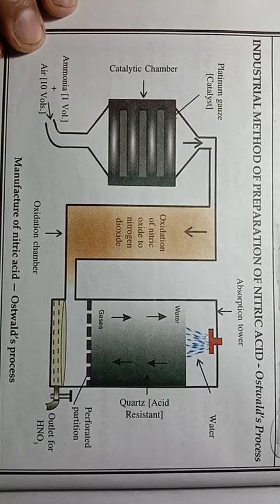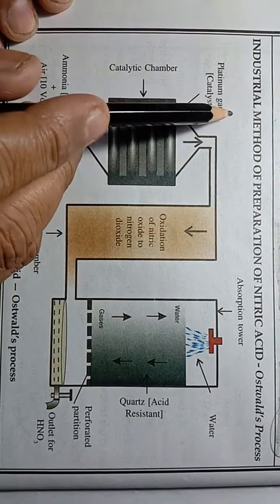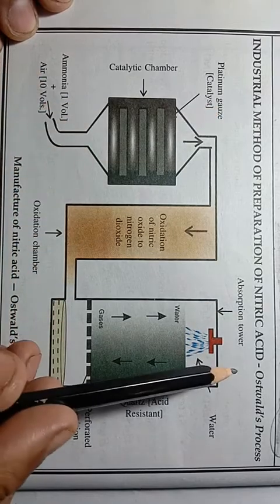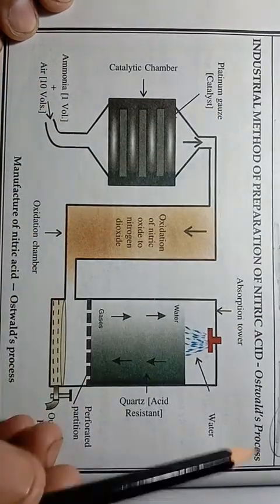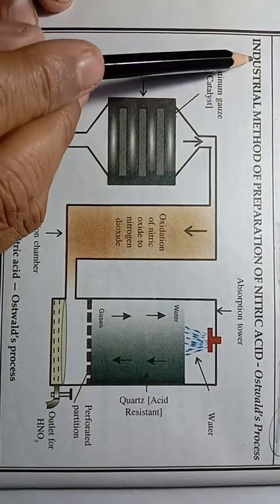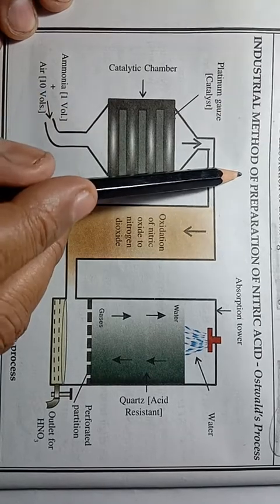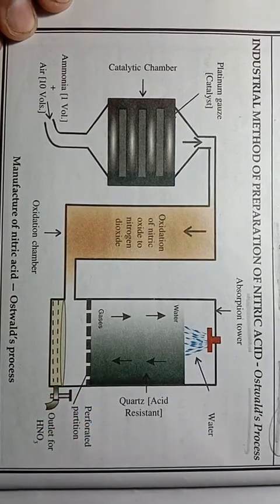Hello children, today we will discuss the manufacture of nitric acid, and this manufacture of nitric acid we do with the help of Ostwald's process. Okay, so the industrial method or manufacture of nitric acid with the help of Ostwald's process.